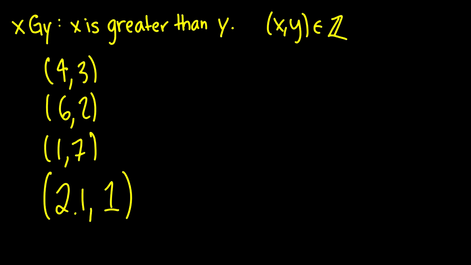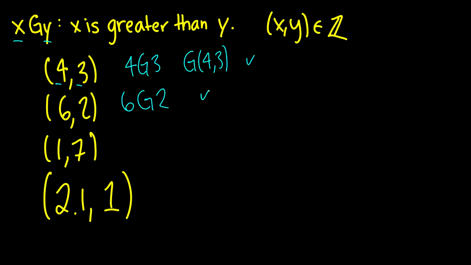So let's do an example, just in case you forgot how to do this. If we say x G y and denote x is greater than y, where x and y are in the integer set, then for this 4, 3 example, we would write 4 G 3, or maybe even G(4, 3). And is that true? Is 4 greater than 3? Is x greater than y? And of course, in the first one, we see yes, that's true. For the second one, 6 G 2, we also see that's true.